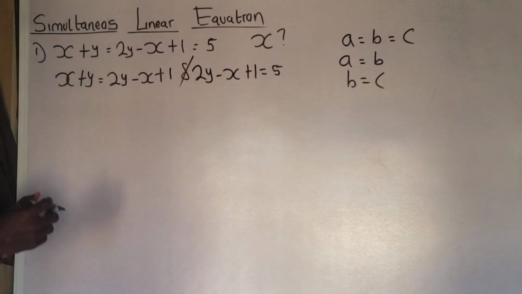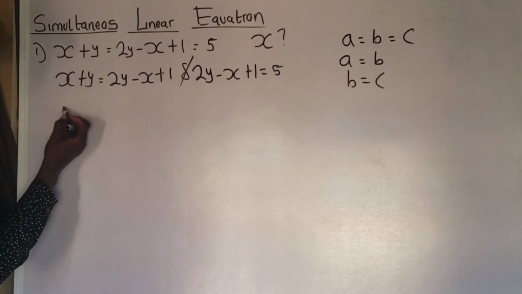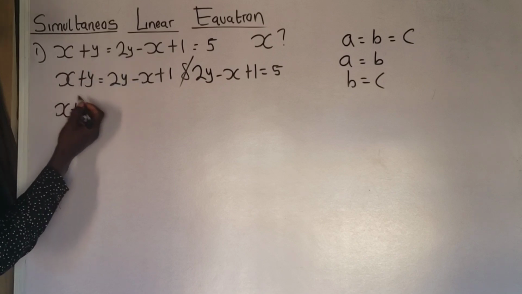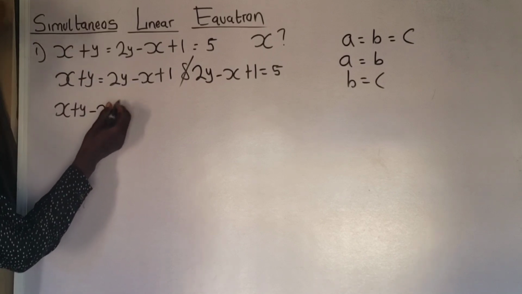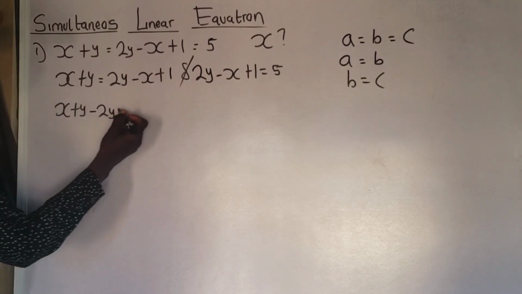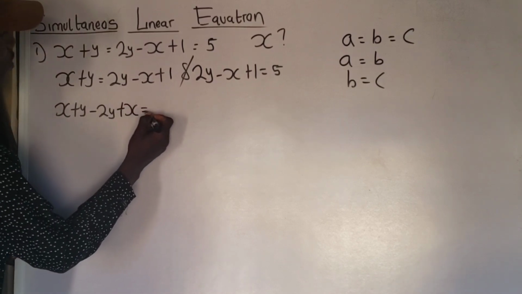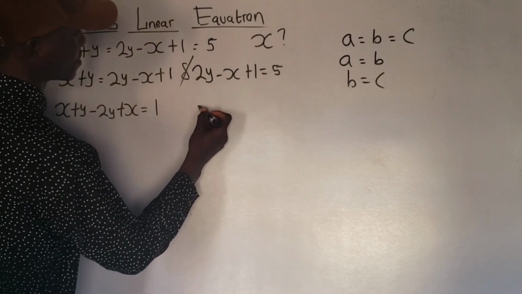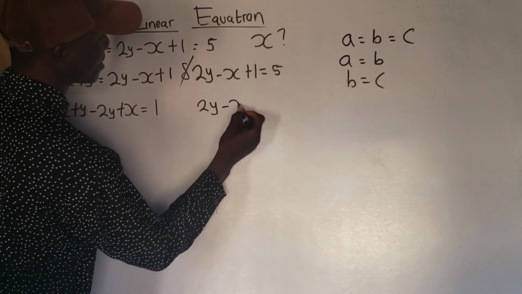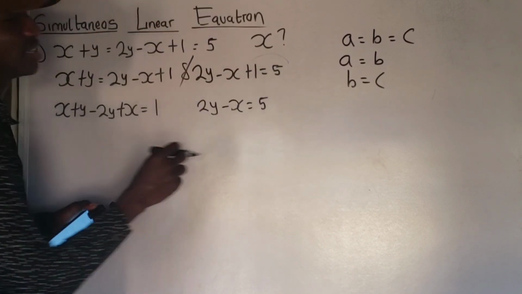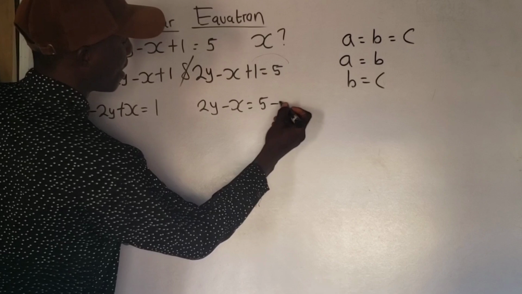Let me put "and." Now, the next step is to collect like terms. So for this, I'm going to have x plus y. If this 2y crosses the equals sign, it's going to change to negative 2y. And if this negative x crosses the equals sign to the other side of the equation, it's going to change to positive x. I'm going to have positive x equals 1. And for the second one, I'm going to have 2y minus x equals 5. Now, if this positive 1 crosses the equals sign, it's going to change to what? Negative 1. So I'm going to have minus 1.